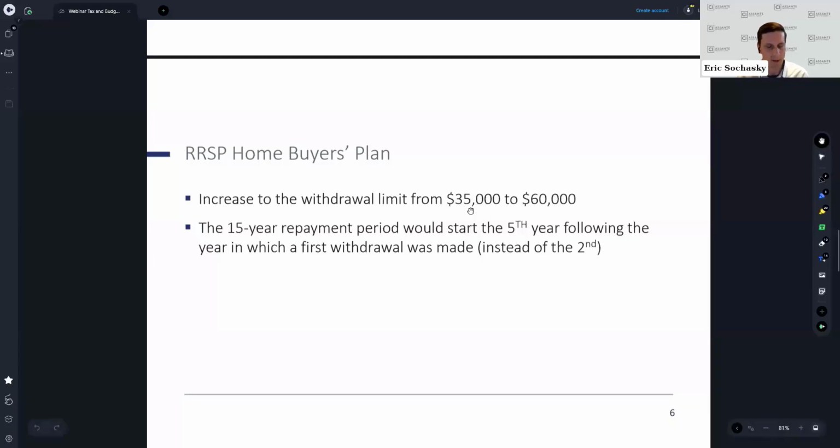Perhaps in some other provinces where first-time home buyers might be typically a little bit older and have more of a chance to save, they might use this. But we'll see what the impact this has. But anyways, it's a welcome change anyways.